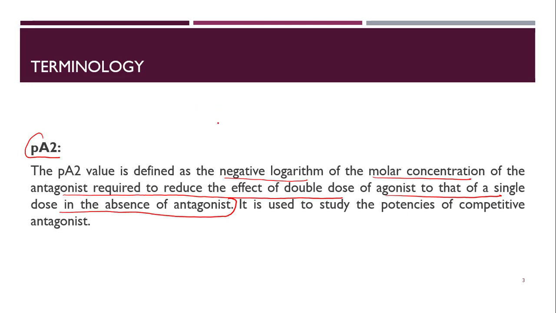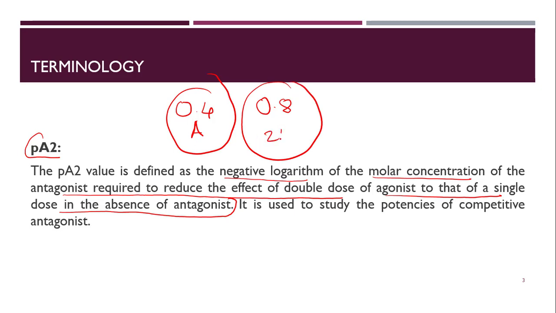Okay, so double dose means what? Consider one example. We have drawn the DRC of agonist and we selected two doses. One dose is 0.4 and another dose is 0.8. So if you compare these two doses, consider 0.4 as A and 0.8 as 2A.